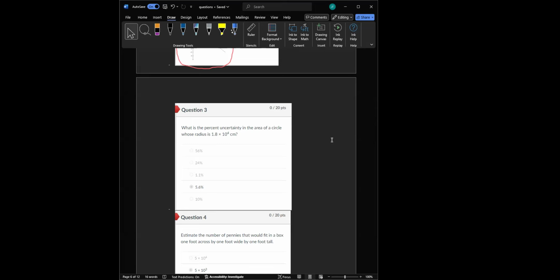Oh, okay. And again, the book didn't give you any scientific notation examples. So what is the percent uncertainty in the area of the circle whose radius is this? Oh, I see why. So it'd be 10%. Yeah, that should be 10%.